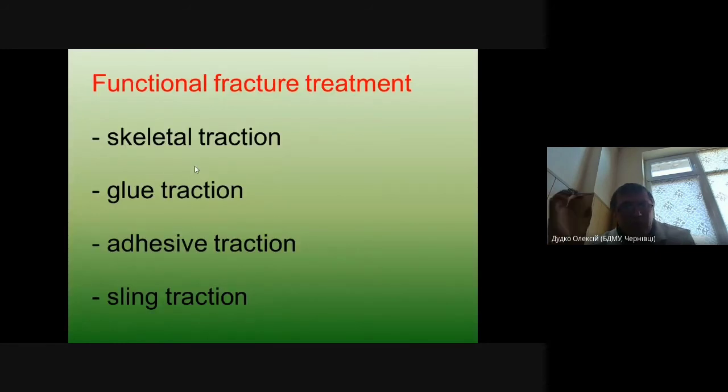Okay, let's move to the functional fracture treatment. And here we have different types of traction. It's easy to remember: if traction is applied to the bone, like a K-wire is drilled through the bone, then it would be skeletal traction. That is the most common type we use in the hospitals. There may be glue traction or adhesive traction when slings are attached to the skin by glue or adhesive strips.